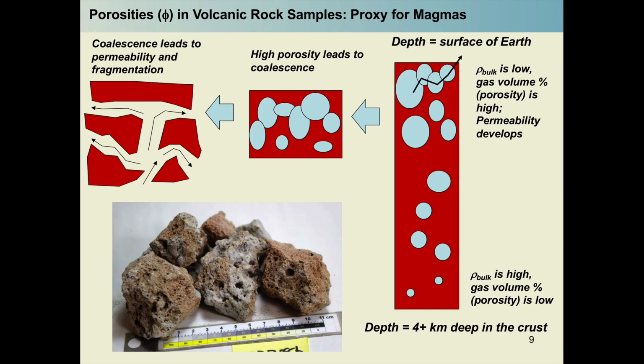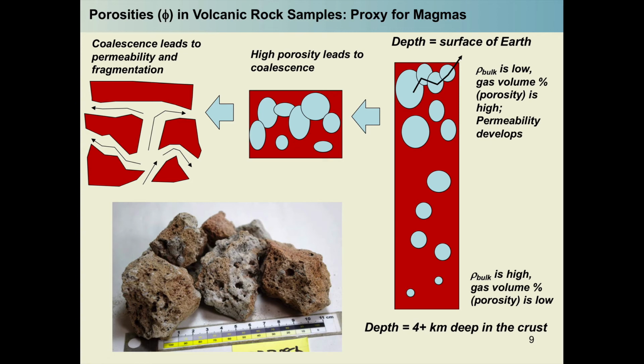All right, so back again to our look at volcanic rocks as a proxy for magma gas content and magma permeabilities. What we're basically looking at here is, again, deep down in the crust, you have your magma. It's just starting to degas, so you have small gas bubbles. The gas volume fraction is low, so your bulk density is high. As that magma rises up to the surface and those gas bubbles start to grow and expand, eventually they're going to start to run into each other.